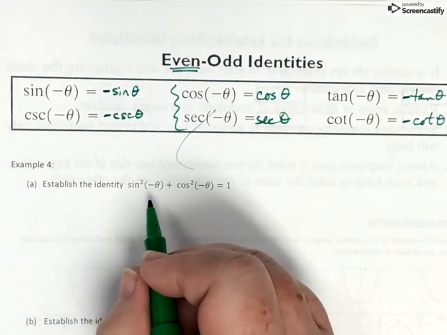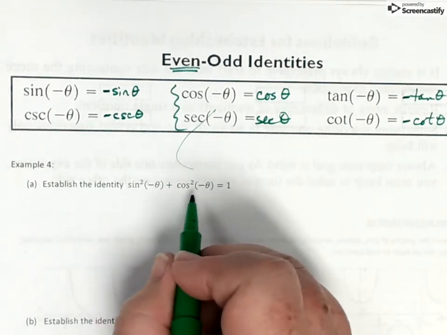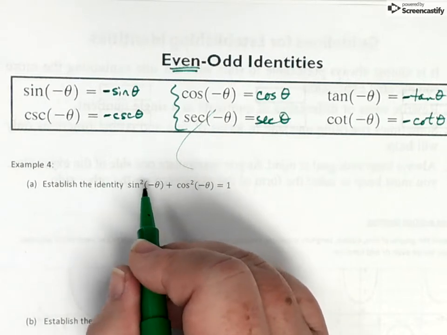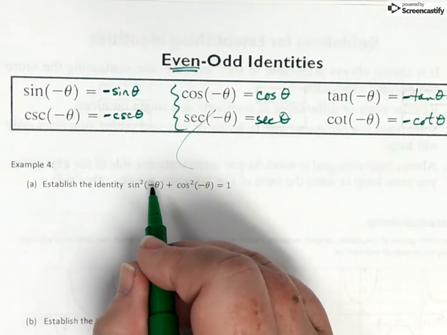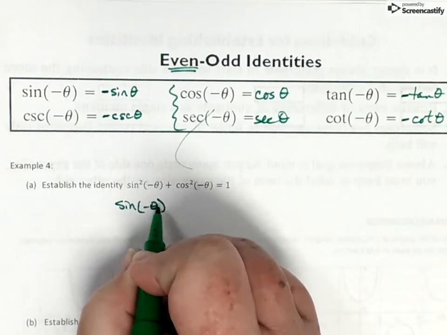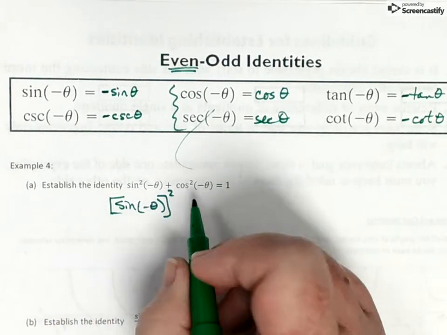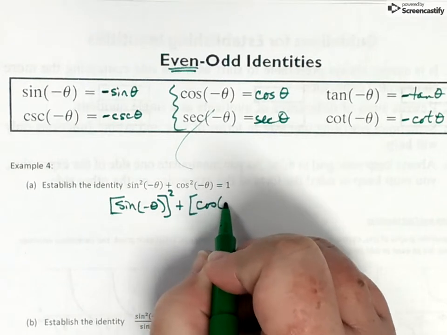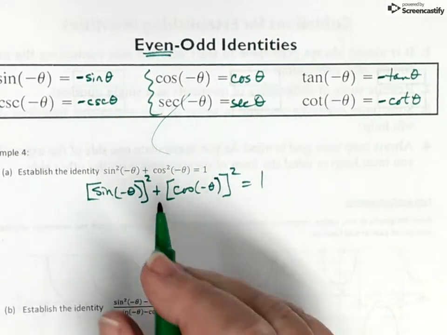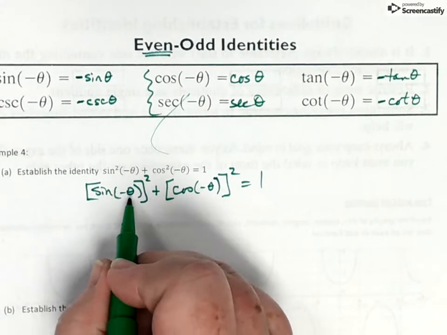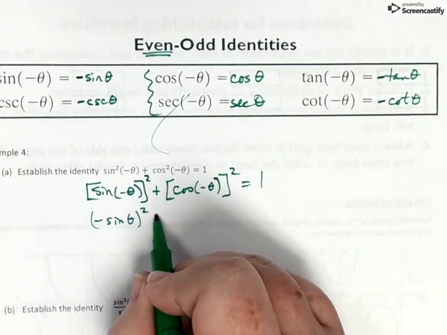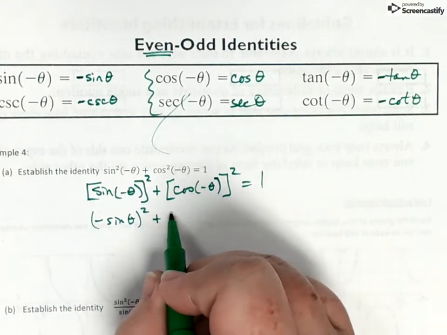So when we have a problem that says establish identities and it's got negatives, we have to look at it first of all and see, what does this really mean? This is the sine of negative theta all squared. So I'm going to write what it really means. Sine of negative theta all squared plus the cosine of negative theta all squared equals 1. Well, this is an odd identity, so let me throw that to the front. Negative sine of theta squared. This is an even identity, so we can just drop it.